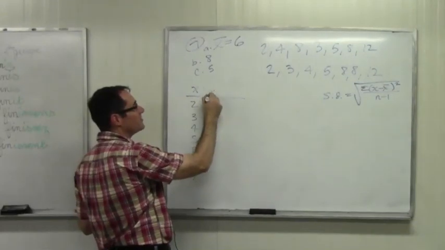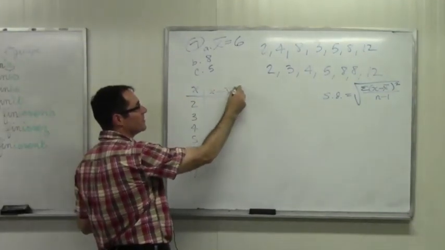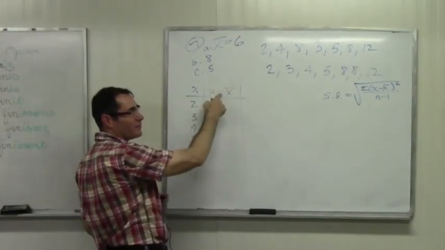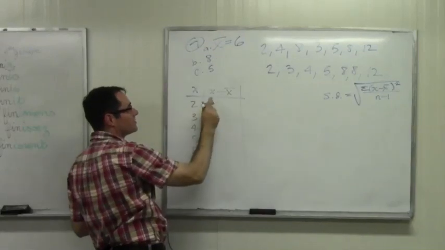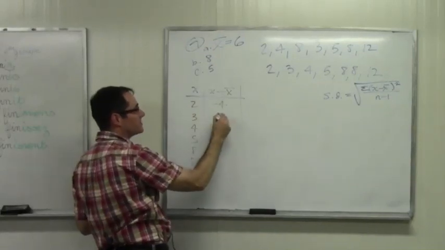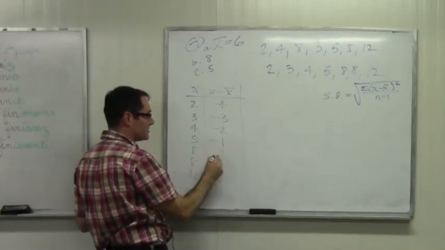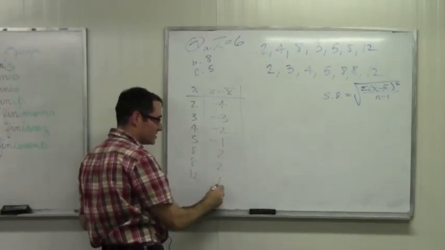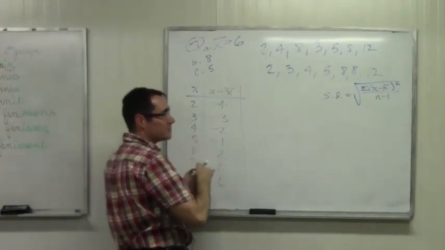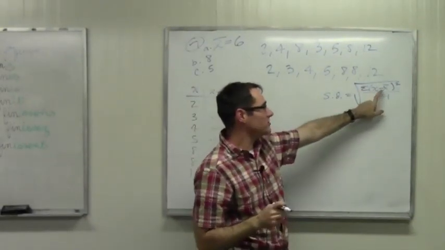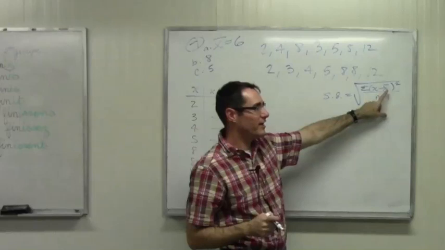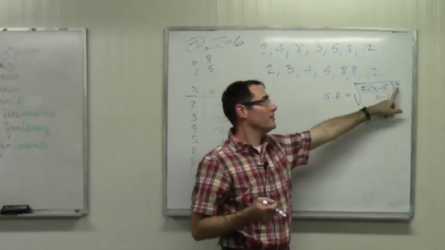OK, and then the first thing I do is I subtract away the mean. So 2 minus 6 is negative 4. 3 minus 6 is negative 3. 4 minus 6 is negative 2. 5 minus 6 is negative 1. 8 minus 6 is 2. 8 minus 6 is 2. 12 minus 6 is 6. And I'm just reading off the formula. Oh, look, I have to do that subtraction first of all the different values. Then what do I have to do?